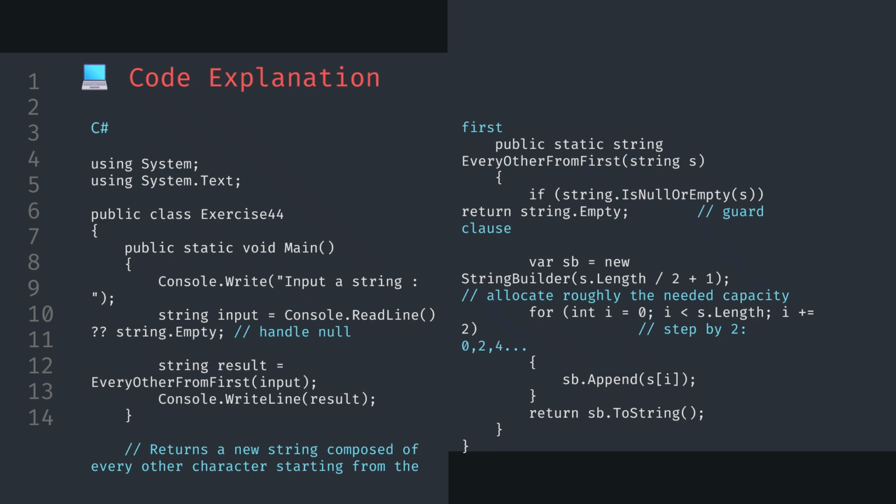Clean, production-friendly implementation. We guard against null and return empty for empty input. Using StringBuilder avoids repeated immutable string allocations in the loop. The loop increments i by 2, so we grab the characters at indices 0, 2, and 4, and so on, which correspond to the first, third, and fifth characters in human terms. This function is small, testable, and efficient.